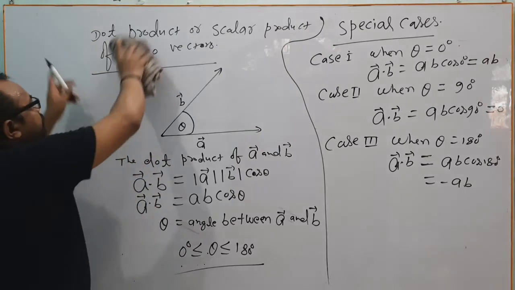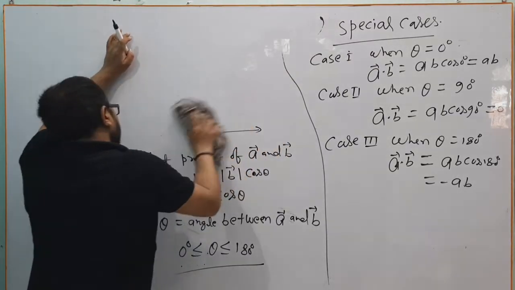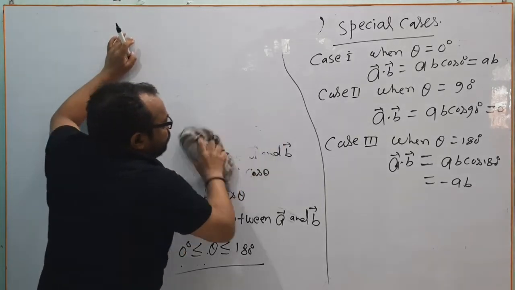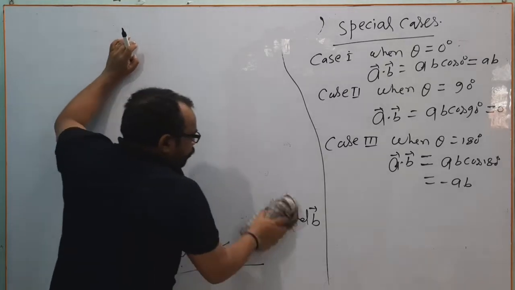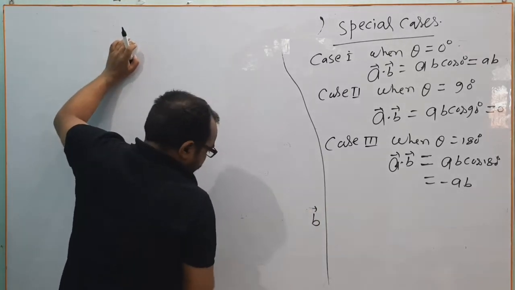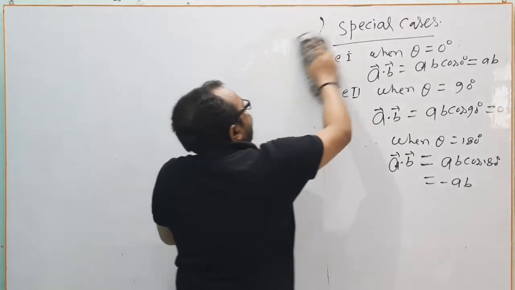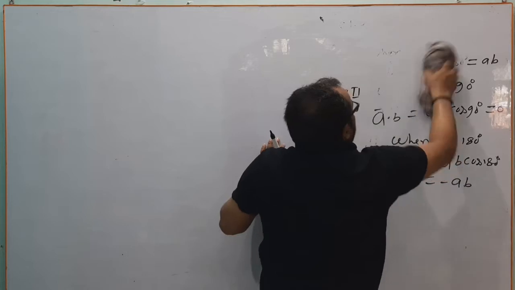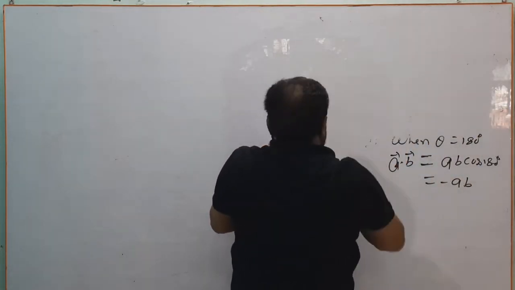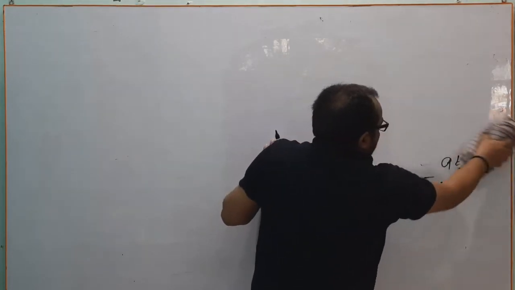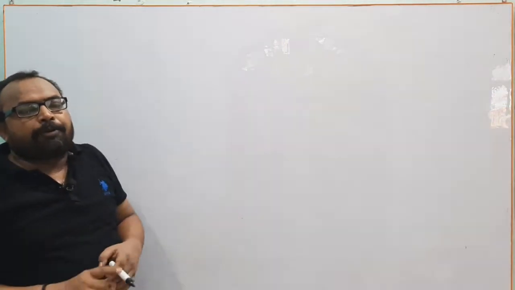Now we will learn the dot product or scalar product of orthogonal unit vectors. You have already learned about orthogonal unit vectors. There are three orthogonal unit vectors defined for the directions of three mutually perpendicular axes.